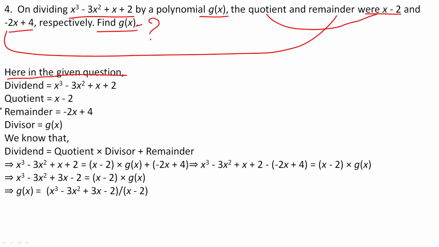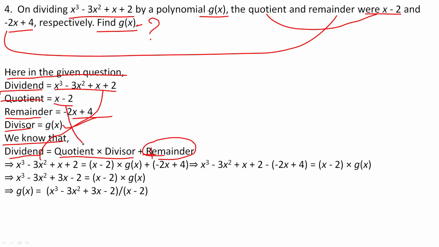We know that here in the given equation, the dividend is x power 3 minus 3x square plus x plus 2. Quotient is given, x minus 2. Remainder is also given. Divisor is not given, that is g of x they asked us. We know that dividend is always equal to quotient multiplied by divisor plus remainder. If you add this remainder you will get the dividend. So apply the rule. Just put the dividend here, instead of quotient you put the quotient, then the remainder you put at the last.